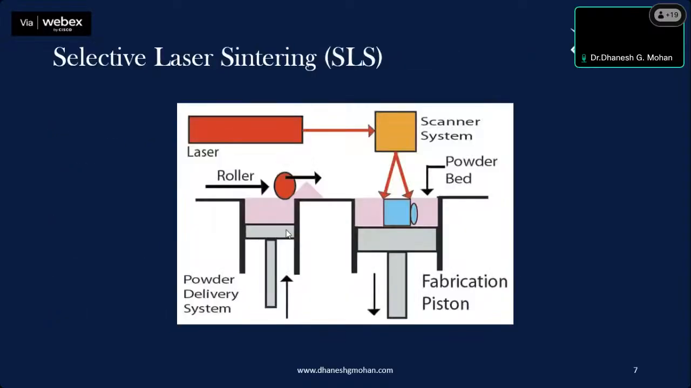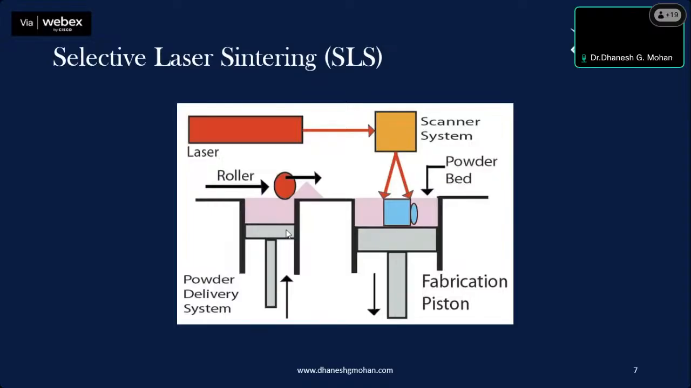And there are n number of additive manufacturing processes. Today I'm going to discuss only selective laser sintering because of the limitation of time. Among the many additive manufacturing techniques, let us focus on selective laser sintering. You can see the image over here. It is one of the most widely used powder bed fusion methods. We're using powder for this one.